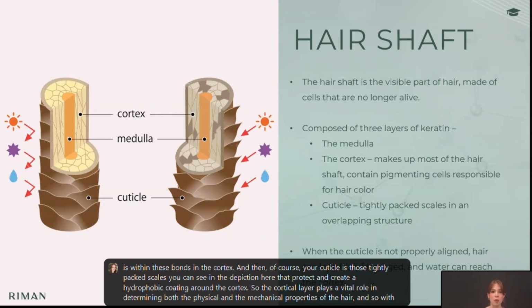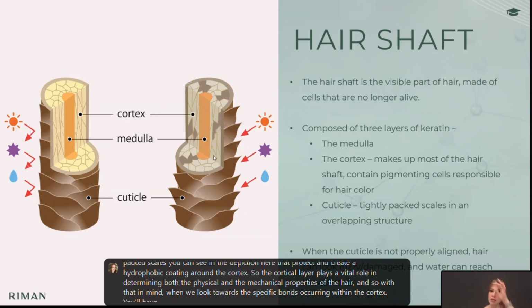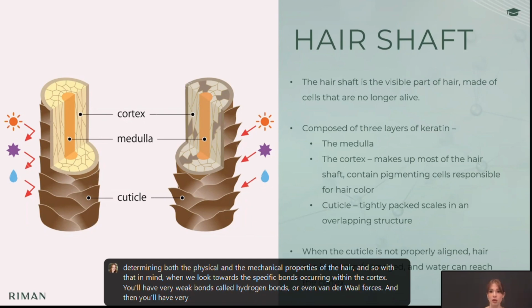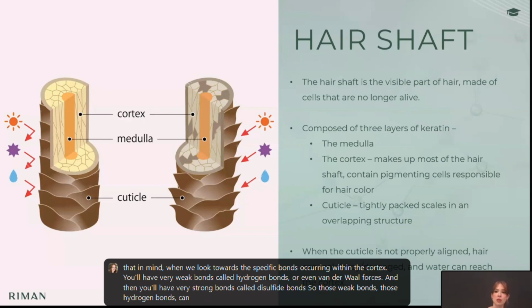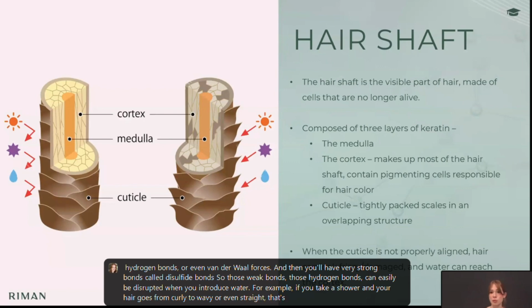And so with that in mind, when we look towards the specific bonds occurring within the cortex, you'll have very weak bonds called hydrogen bonds or even van der Waals forces. And then you'll have very strong bonds called disulfide bonds. So those weak bonds, those hydrogen bonds, can easily be disrupted when you introduce water. For example, if you take a shower and your hair goes from curly to wavy or even straight, that's actually those hydrogen bonds being broken.